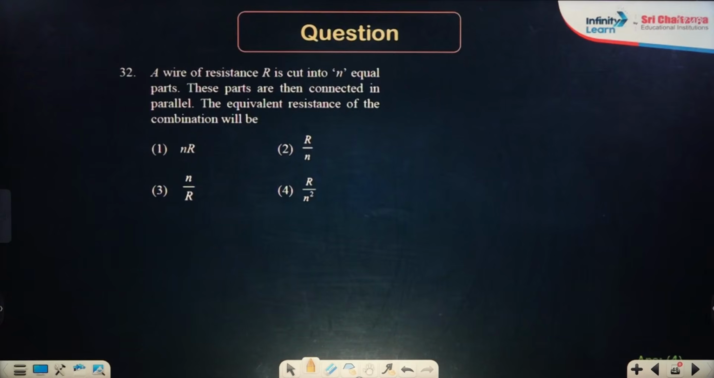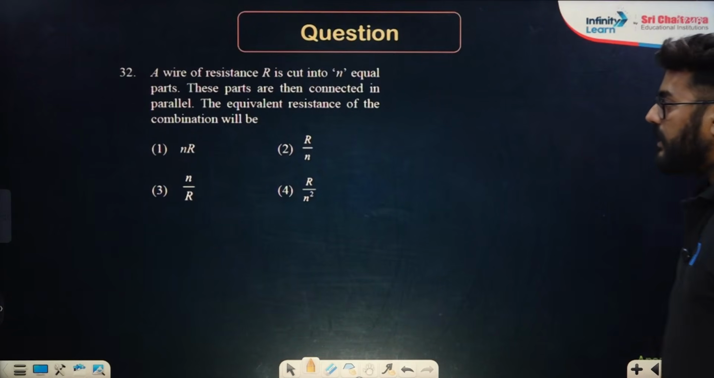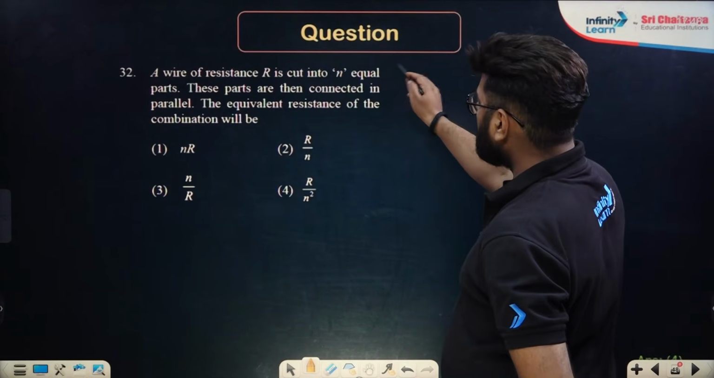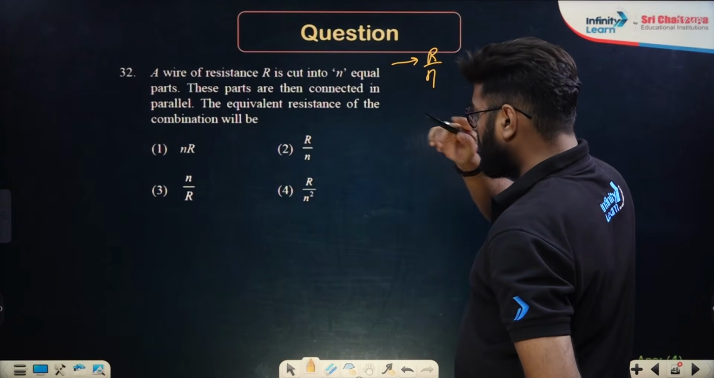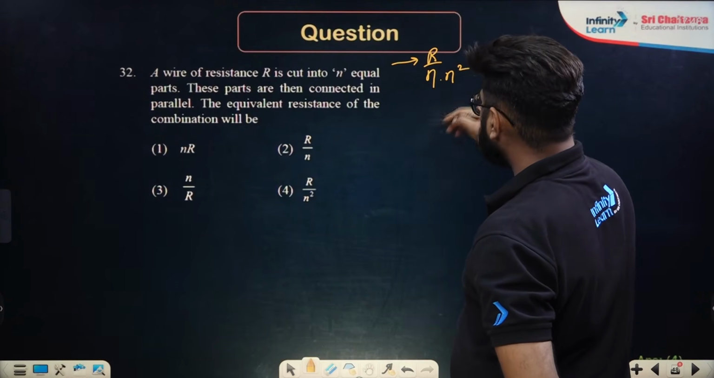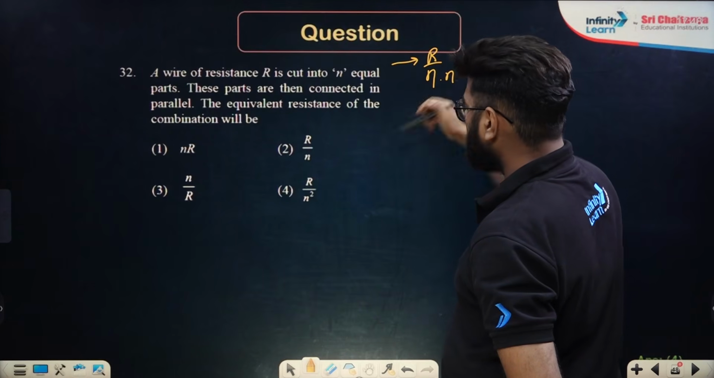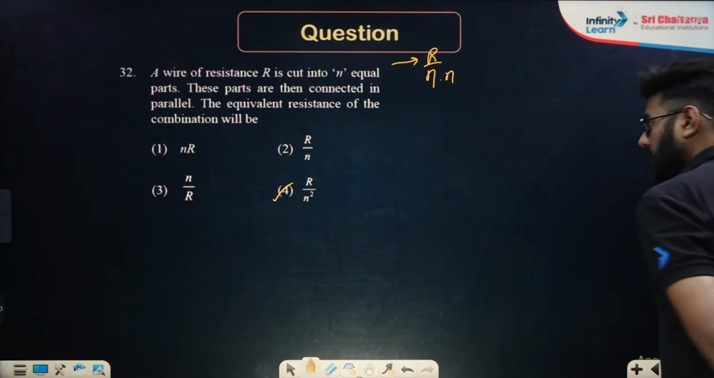Wire of resistance R is cut into n equal parts. These parts are then connected in parallel. The equivalent resistance. When it is cut into n equal parts, each will have R by n. Now further, when you are bringing them in parallel, the equivalent resistance will be further divided by n. That means it will be R by n square. Option number 4 is the correct answer.